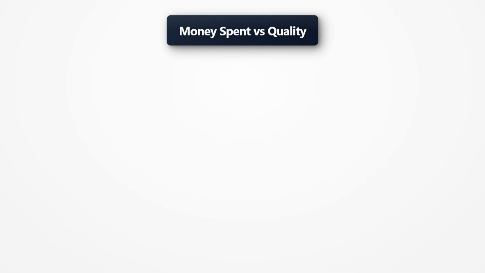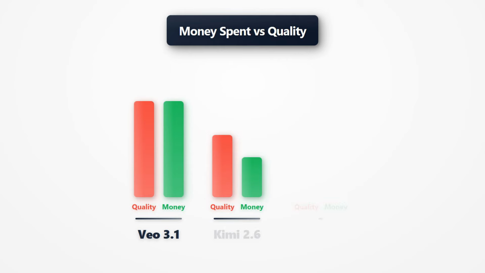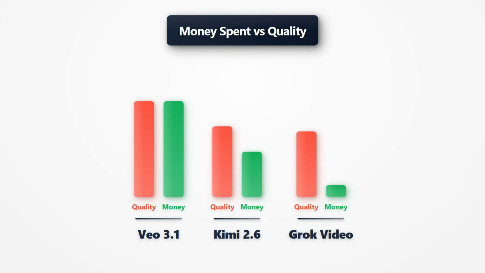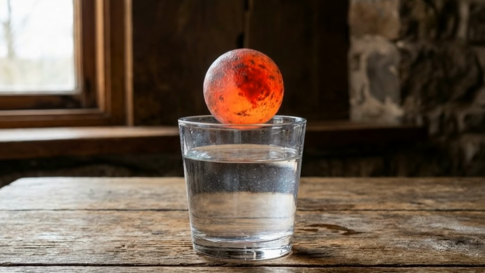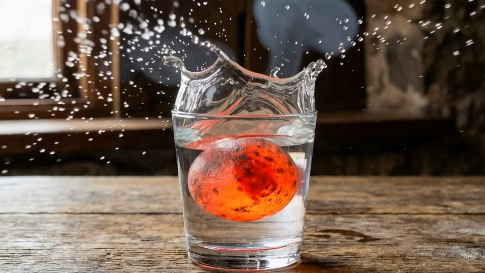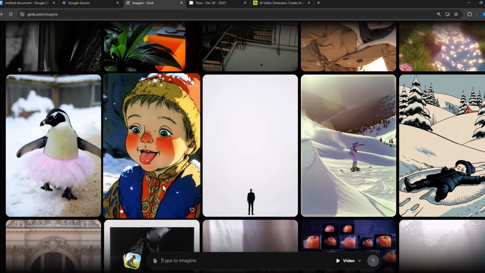The amount of money that you spend for quality on the top AI models is not that much better than the quality that you would get using a free video generator like Grok AI. So if you are not doing something complex and physics-based, then using Grok AI is clearly the best choice.